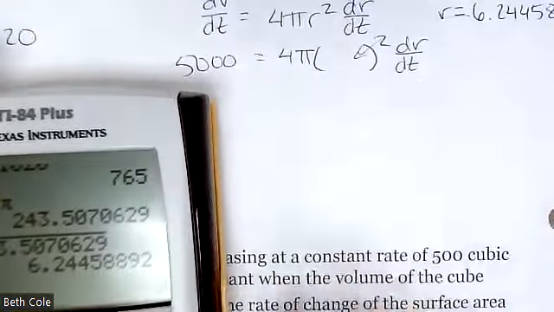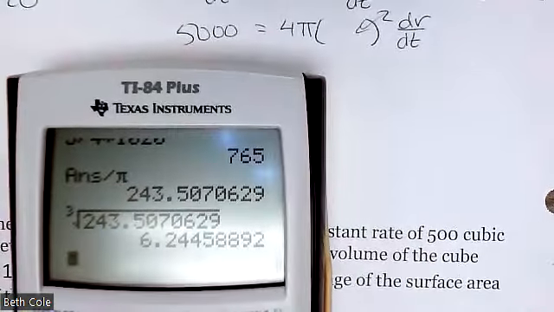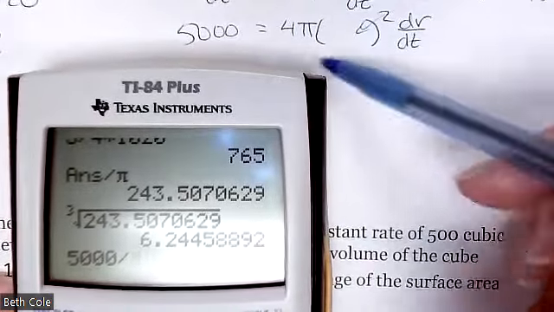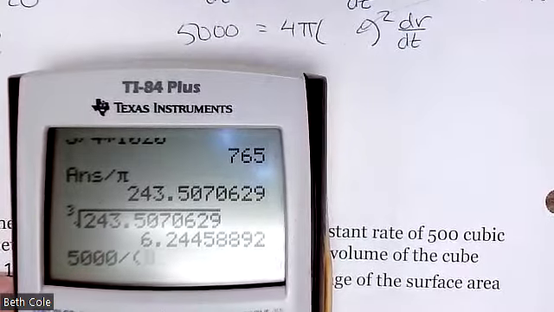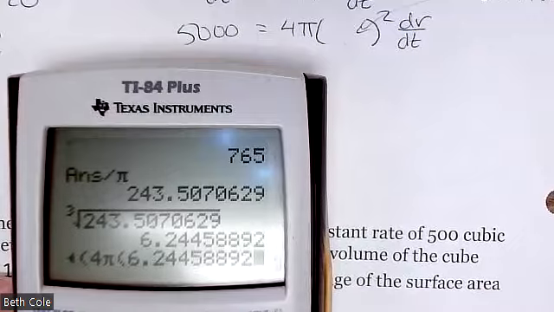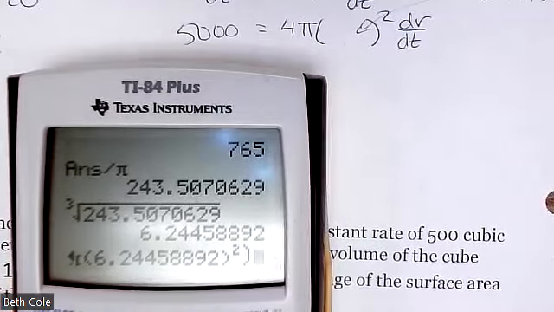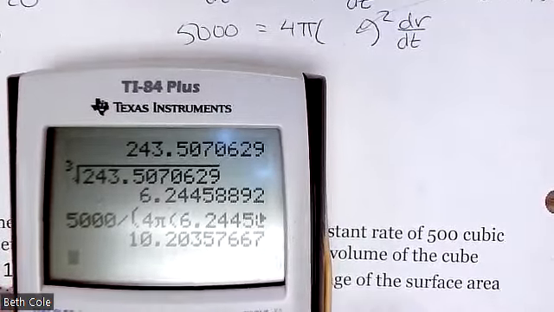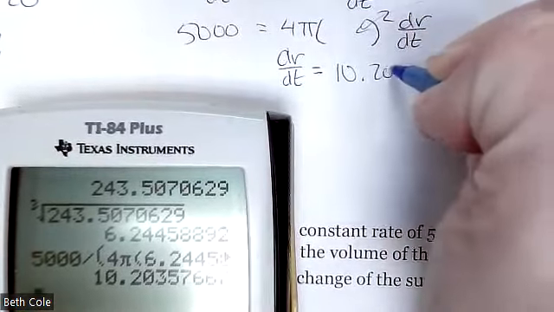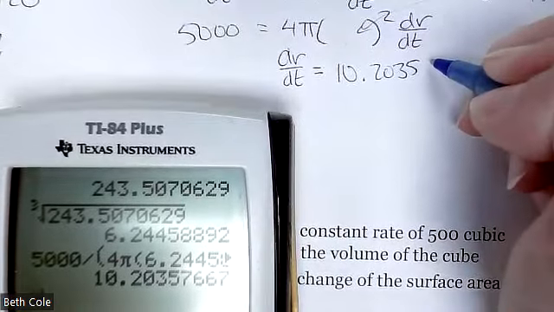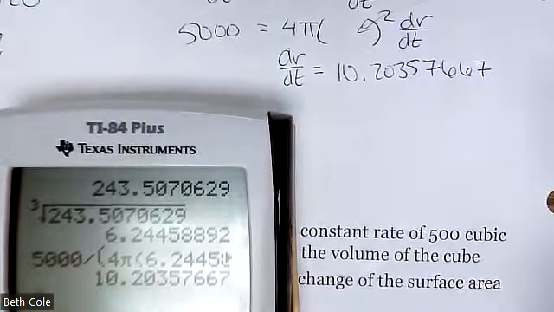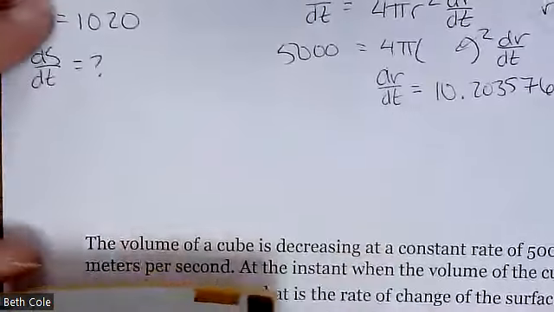So to get dr dt by itself, I'm going to do 5,000 divided by all of this. So divided by 4 pi, this r number squared. So I did 5,000 divided by all that, and that's my dr dt. And again, it's kind of like, why are we doing this? That isn't the number that we want. Sorry, I can't talk and write this at the same time. But we're going to need that to answer the next question. It's like a 2-part question.